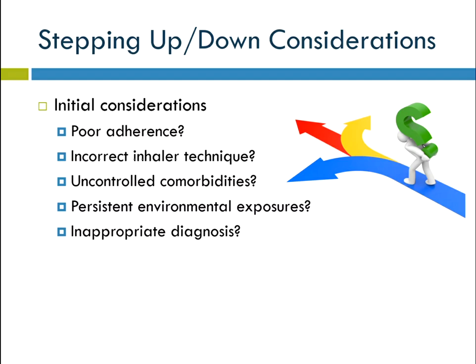What does that mean? Persistent environmental exposures. Things that trigger. Things that trigger are happening on an ongoing basis. And do they have an inappropriate diagnosis? Maybe it's not working because they don't have asthma. So sometimes we need to consider that as well.